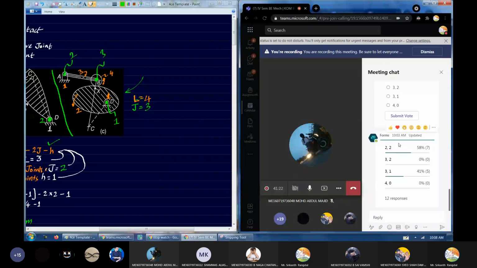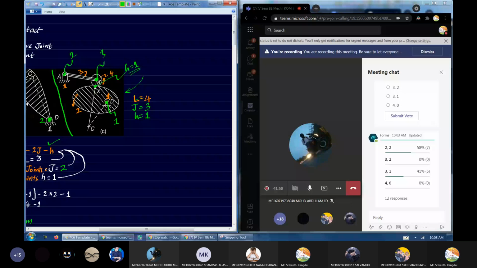So there are no two half joints. How can you say two half joints? Where are the two half joints? You see, there is only a single point where there is point contact. So this is a half joint, and only one half joint is there. There is no other point where there is a line contact, right? So the number of half joints is 1.